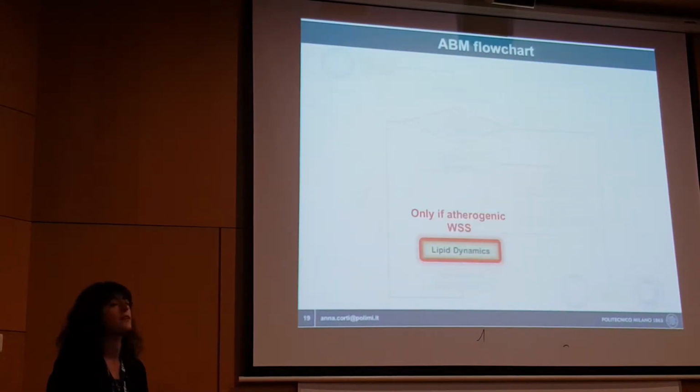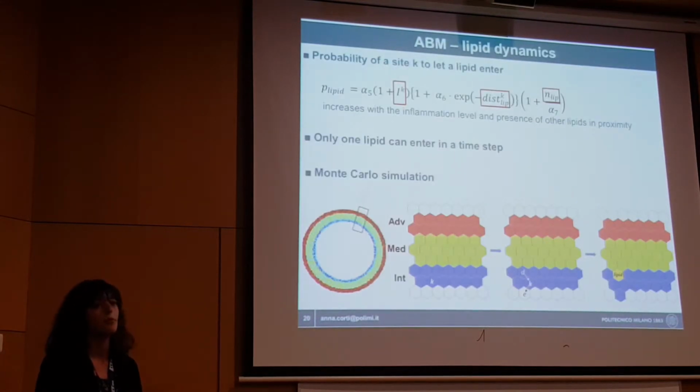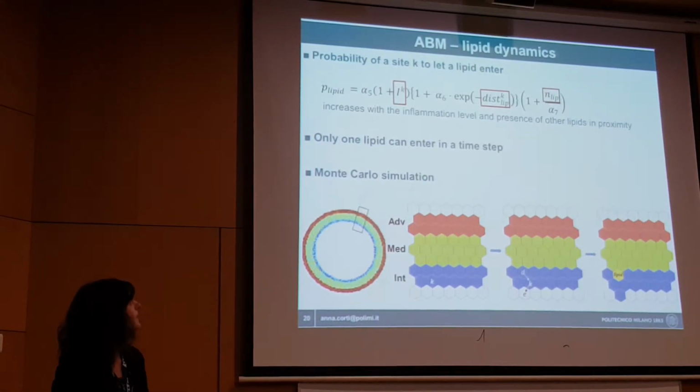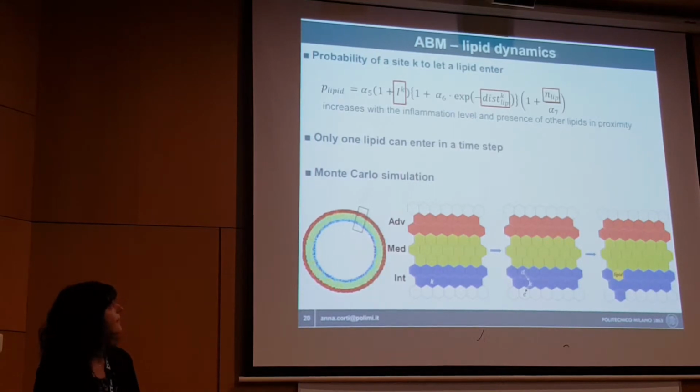Then, only in case of a heterogenic wall shear stress profile, the model implements lipid dynamics, which is computed as the probability of a site of the luminal wall to let the lipid enter. This probability increases with the level of inflammation and the number and distance from surrounding lipids. At each time step, only one lipid can enter, and this event is also regulated by Monte Carlo simulation.